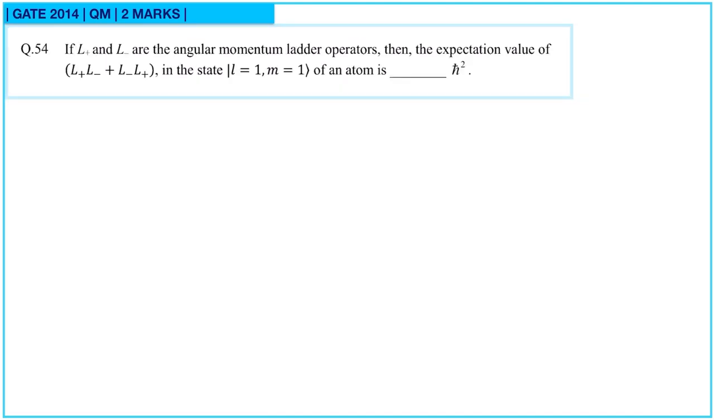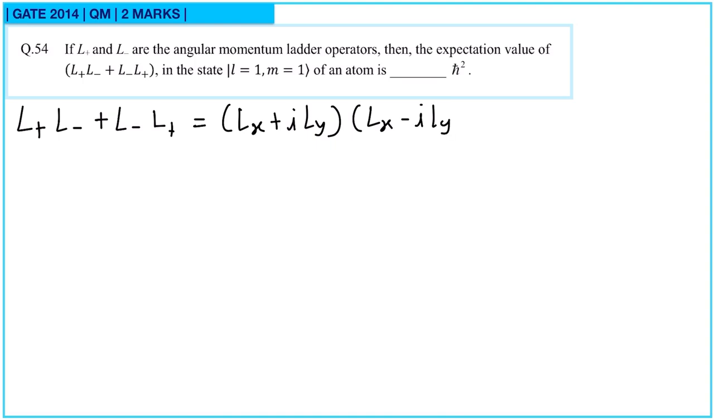Next question. If L plus and L minus are the angular momentum ladder operators, then the expectation value of L plus L minus plus L minus L plus in this state of the atom is. Let us first calculate L plus L minus plus L minus L plus. This is equal to L plus is Lx plus i Ly, and L minus is Lx minus i Ly, plus we have Lx minus i Ly and Lx plus i Ly. We'll multiply it and separate it.